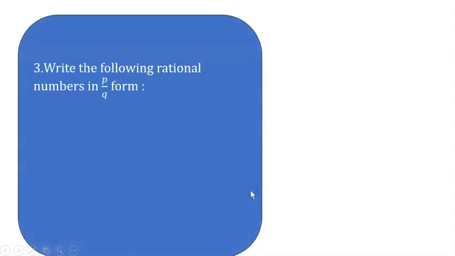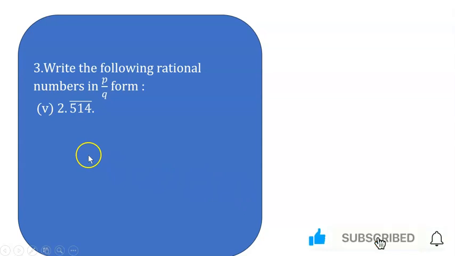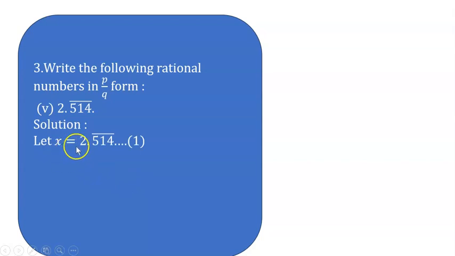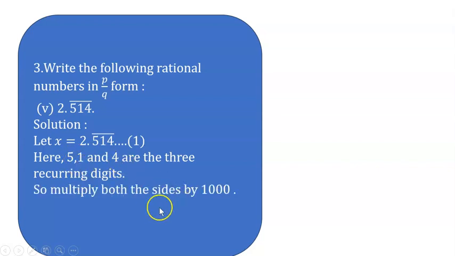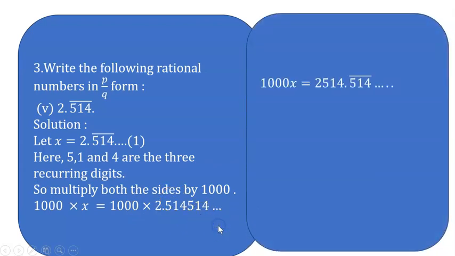Next, 2.514 with a bar. Let x be equal to 2.514 with a bar. Here 5, 1 and 4 are the three recurring digits. So multiply both sides by 1000. 1000 into x is equal to 1000 into 2.514514 and so on, and here after multiplication you will get 1000x is equal to 2514.514 with a bar. This is expression number 2.